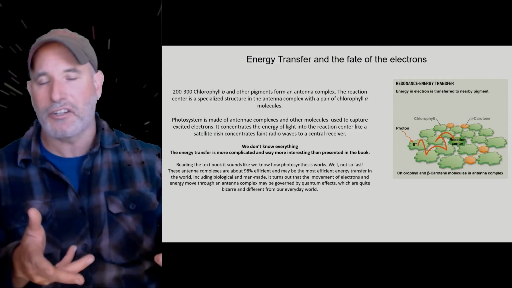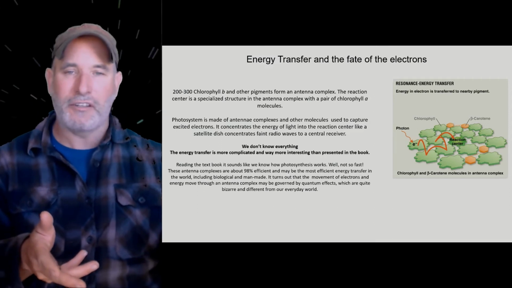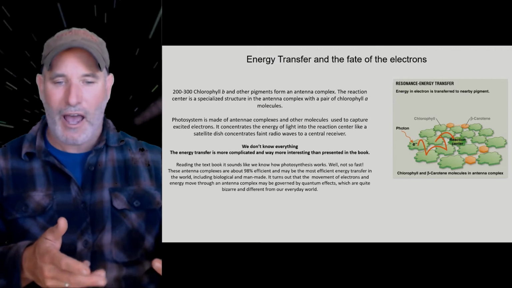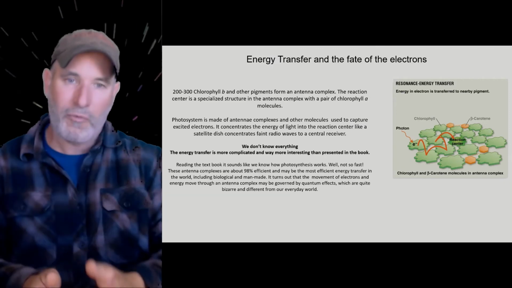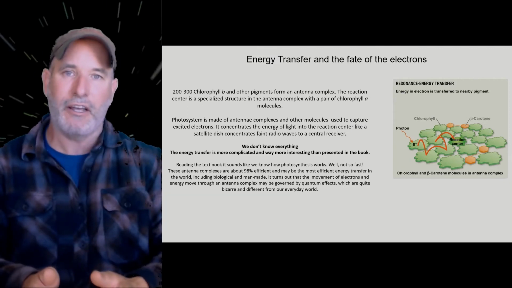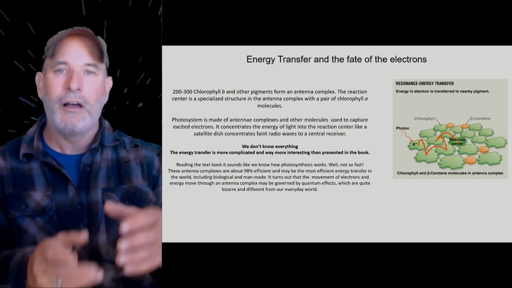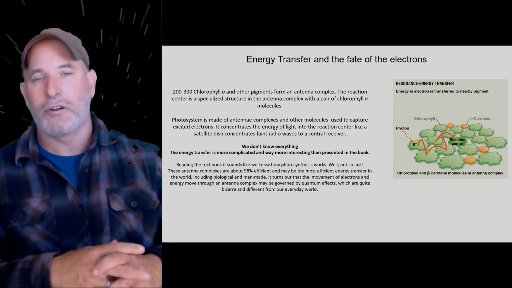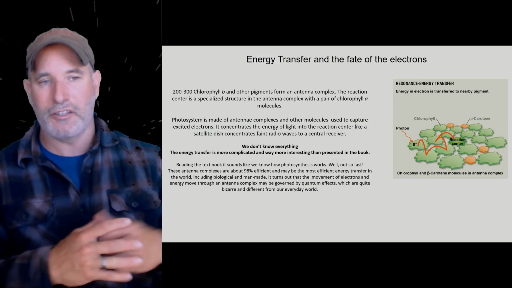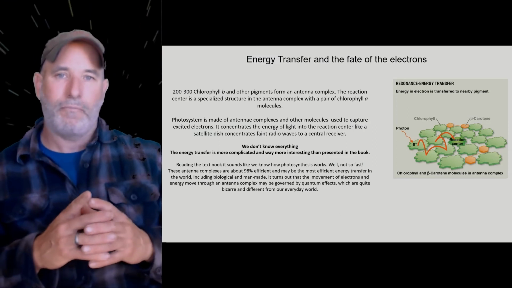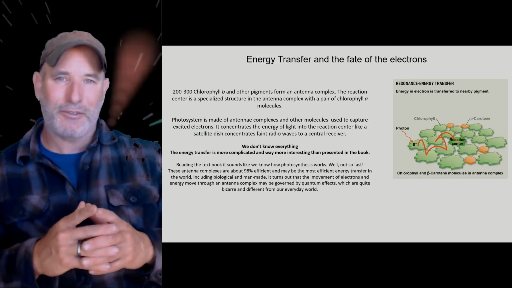Okay, and that's how these antenna complexes and the chlorophyll molecules actually transform the kinetic energy of electromagnetic radiation into chemical energy stored as potential energy in these high energy electrons. Now, this is where it gets really cool.